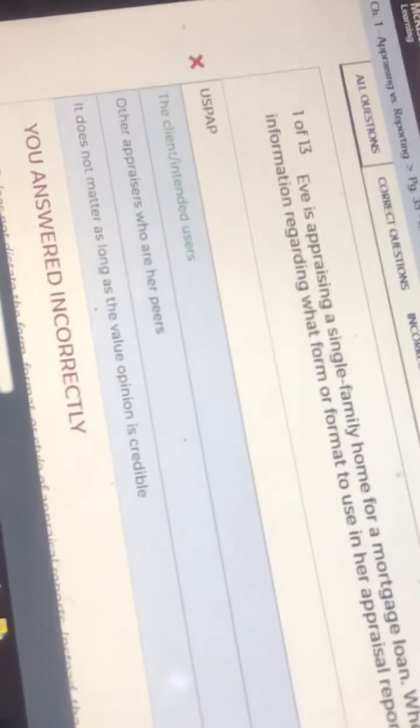All right, number 1, I got wrong. Here's the question again. Eve is appraising a single-family home for a mortgage loan. Where should she go for information regarding what form and format to use in her appraisal report? I picked USPAP, and that is wrong. The correct answer is the client and intended users.